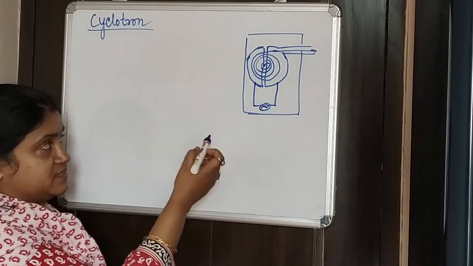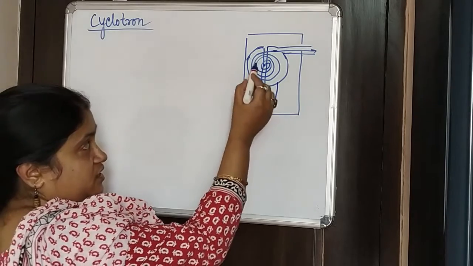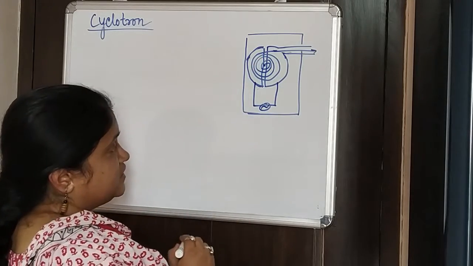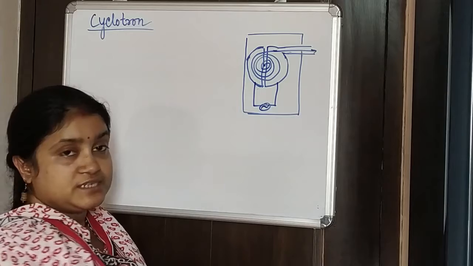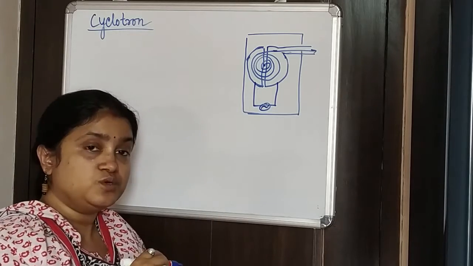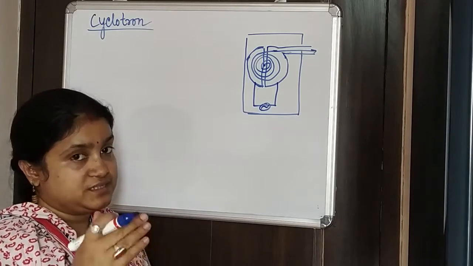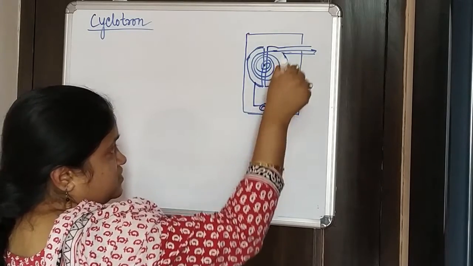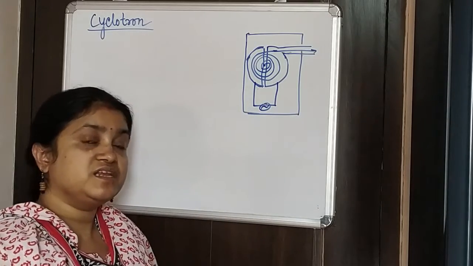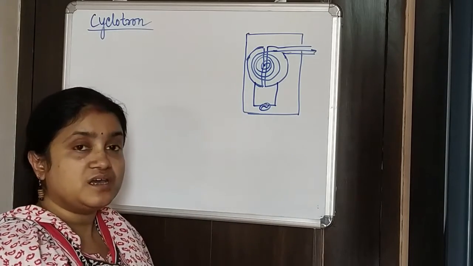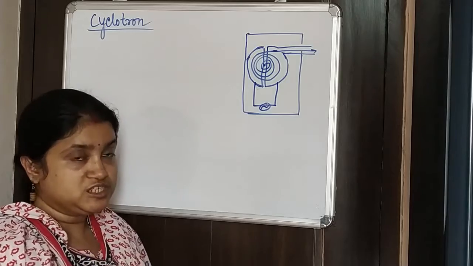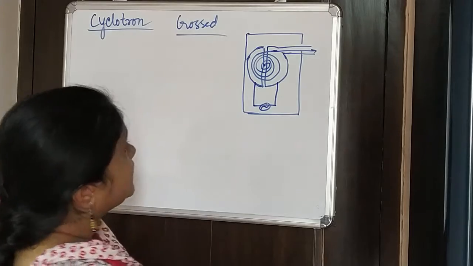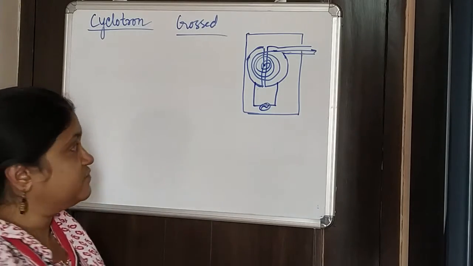Now what happens here is, generally it is constructed in a way that there are two D-shaped discs, which are connected to an oscillator, or an AC source, which oscillates, and it is also kept in a magnetic chamber. So there is a magnetic field as well as an electric field present, and both are perpendicular to each other. So I can say that they are in crossed magnetic as well as electric field.